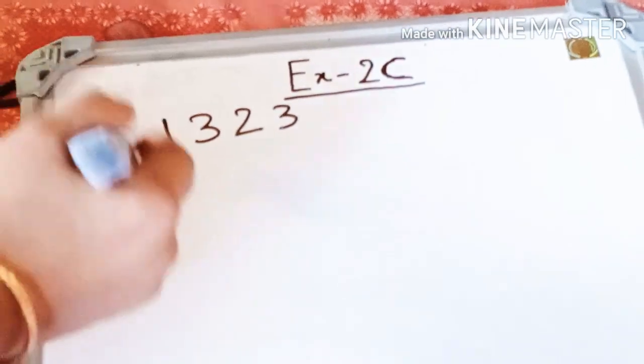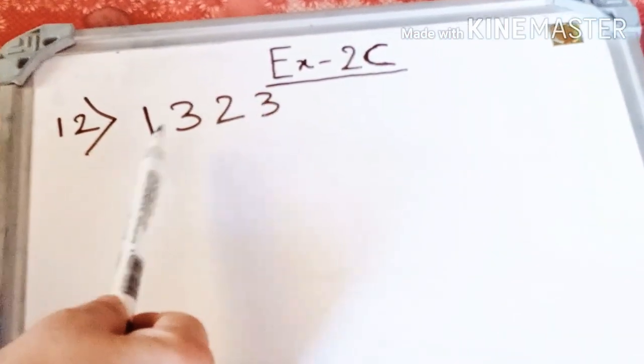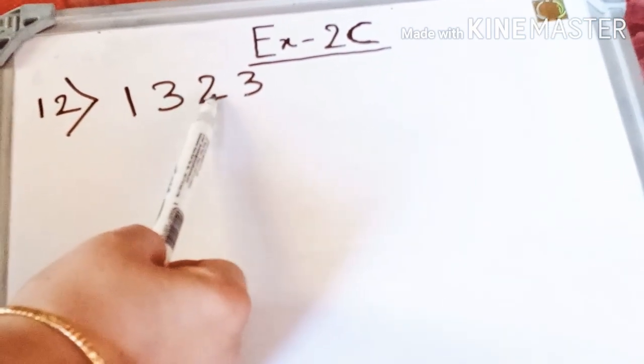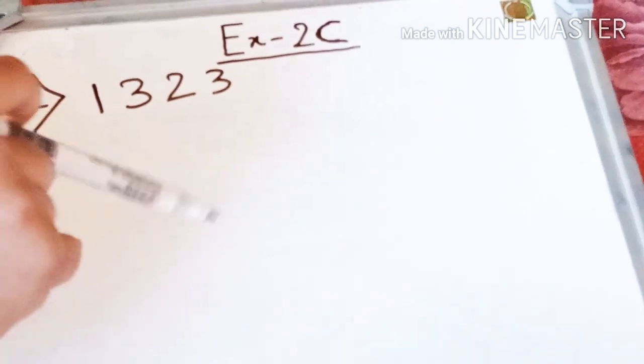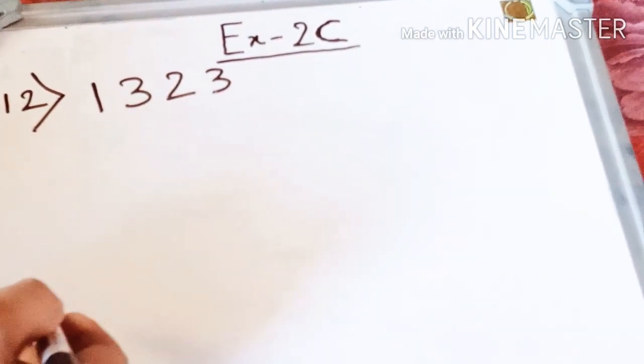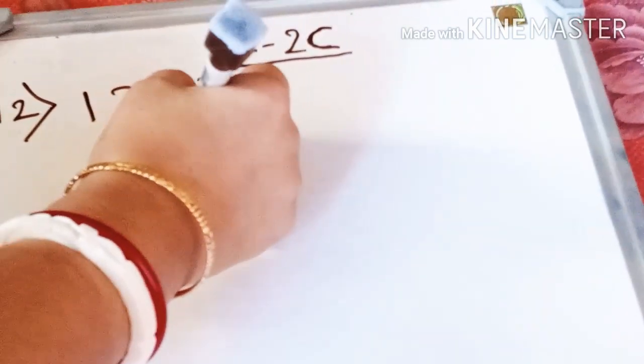1323. 1323 is an odd number. But let's see the sum of the digits. 3 plus 2, 5, 5 plus 3, 8 and 1, 9. So the sum of the digits is 9, which is divisible by 3. So 1323 is divisible by 3. So let's start the division method.